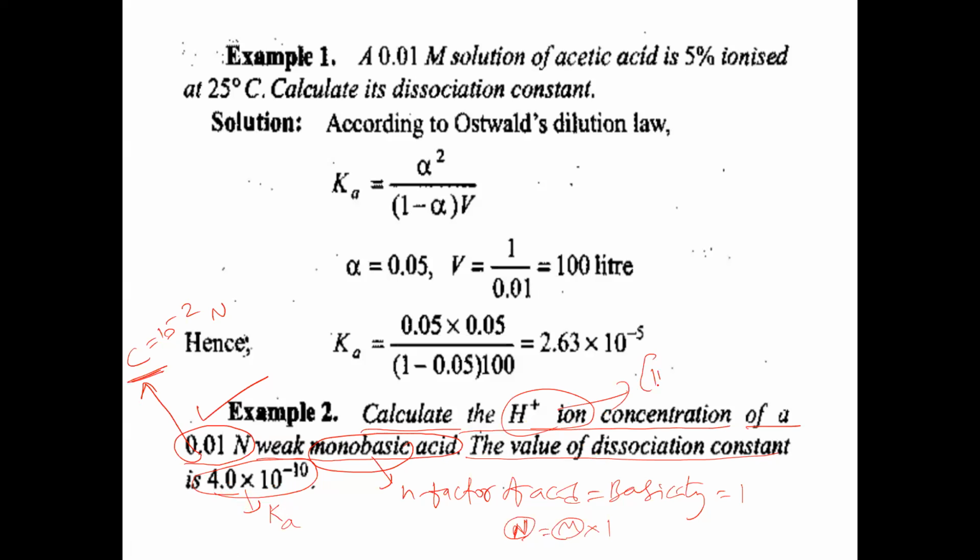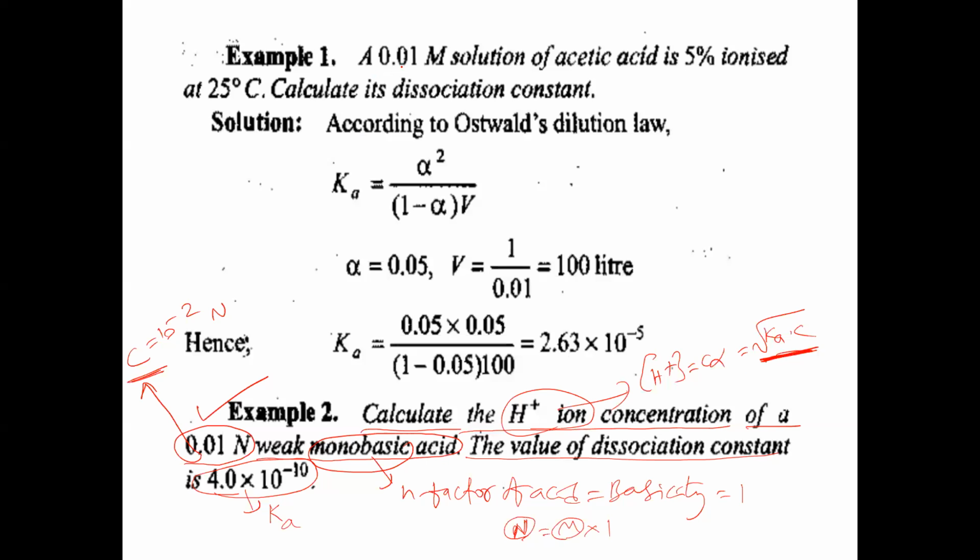We know that the H plus ion concentration of a weak acid is C alpha, or we take under root Ka into C. We can apply under root Ka into C here. Ka is given, C is given. For C alpha, we need alpha, and alpha is not given here. So directly we can apply under root Ka into C.